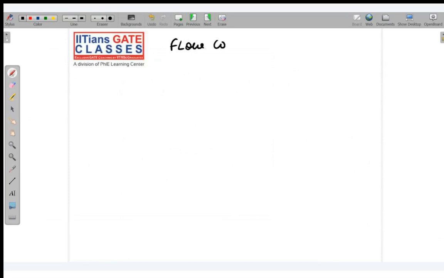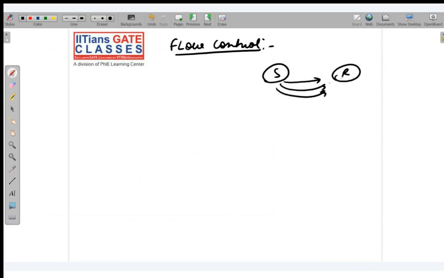So what is flow control? Flow control means the receiver should never be overwhelmed. For example, this is a sender and this is a receiver, and the sender keeps on sending data to the receiver, and finally the receiver gets overwhelmed. That means the receiver is not able to process the data. For example, I am sending voice to you. I am the sender and you are the receiver, consuming that data. Now, if my speed is very, very high, then obviously you will be overwhelmed. Overwhelmed means you are not able to process the data.